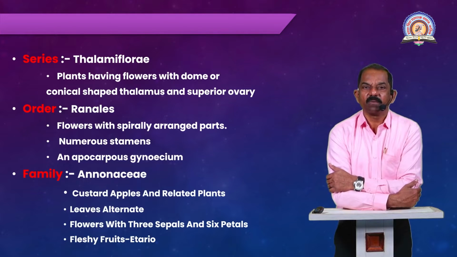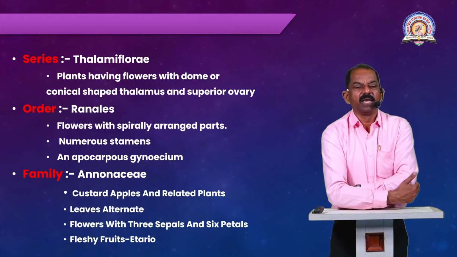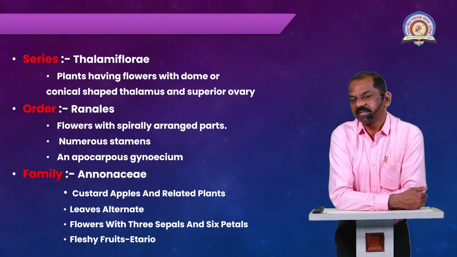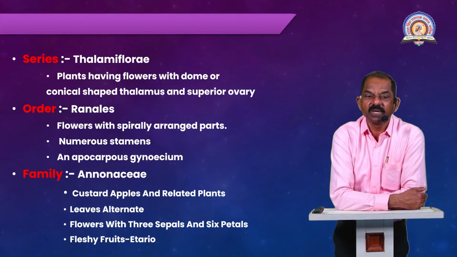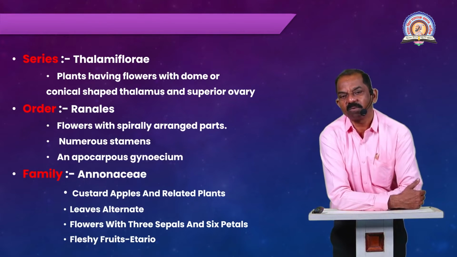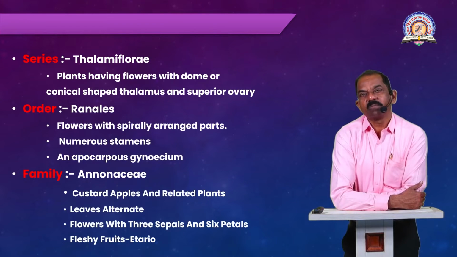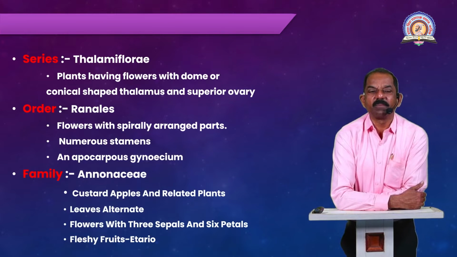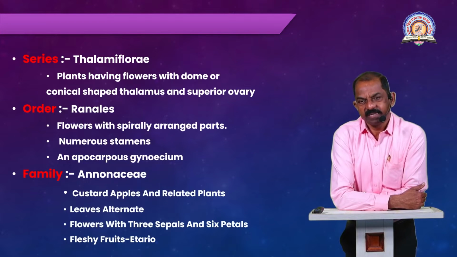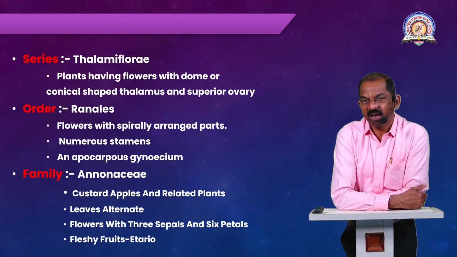The carpels are free here, and because of this, the fruit formed is an etaerio of berries, a fleshy fruit. Fruitlets are formed there, and that is also one of the important characteristics of the family Annonaceae. So the family Annonaceae, a best example is the custard apple.